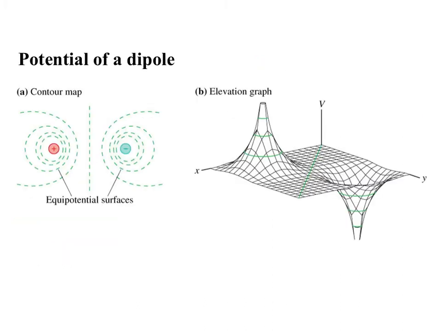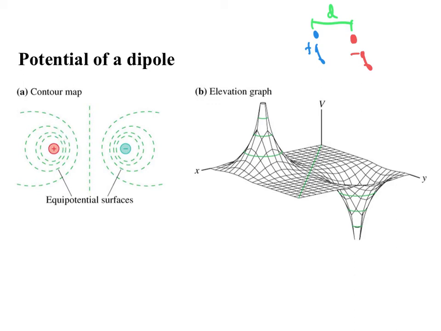All right, a bit of an aside, but the potential of a dipole. Remember that a dipole is a positive charge and a negative charge of the same magnitude separated by some distance called the dipole distance. We'll call it d. And looking at the two different ways of looking at it, we can draw a contour map.